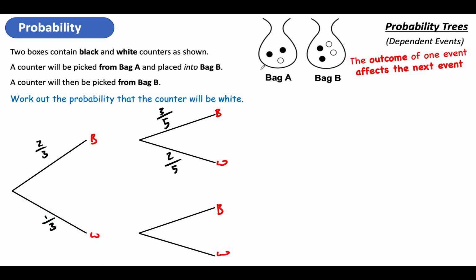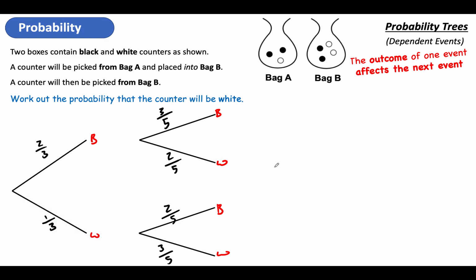And this time, let's say I went across this bottom branch. That means I selected a white counter, so that's no longer in bag A. It's now in bag B. So the probability of white now is 3 out of 5. But for black, it's 2 out of 5. Now, this is the question. What's the probability that the second counter is white?